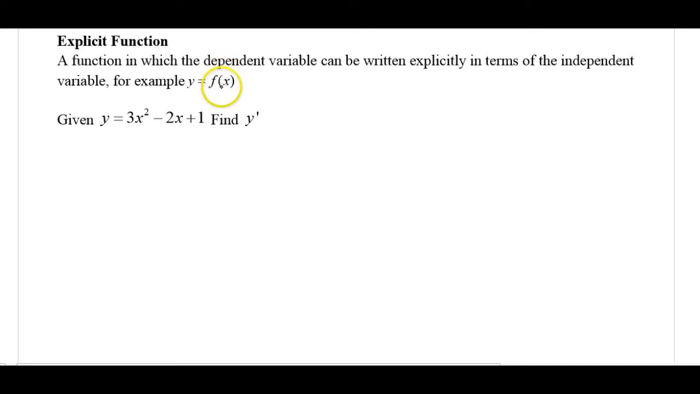So we're used to seeing explicitly defined functions. So given y equals 3x squared minus 2x plus 1, we've been given an explicit function, so y is dependent upon whatever we substitute into the independent variable x. And we're used to finding derivatives of these functions in this form. So find y prime. So what I want to do is remember, though, that being asked to find y prime is equivalent to being asked to find dy dx.